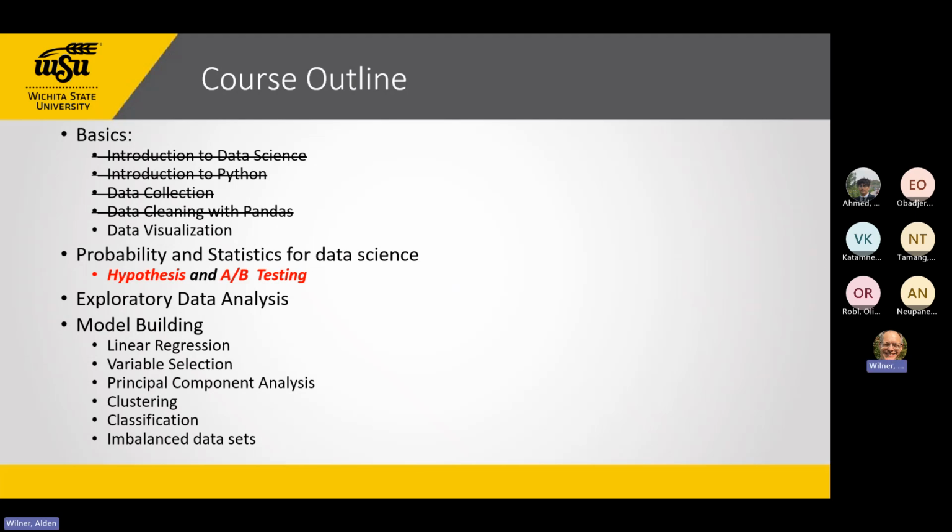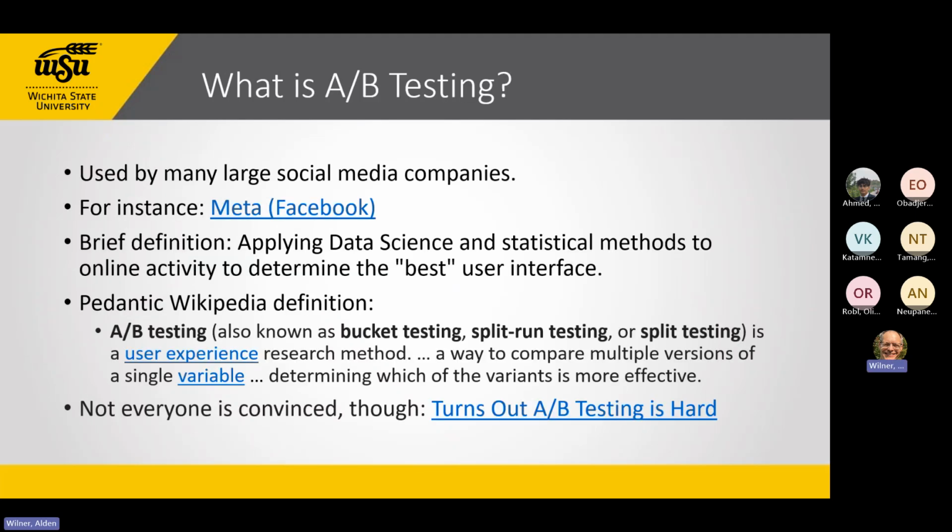Used by many social media companies, for instance, Meta / Facebook, Google, even X, formerly known as Twitter, all use data science and statistical methods to determine the best user interface.